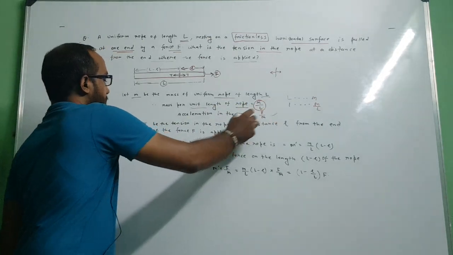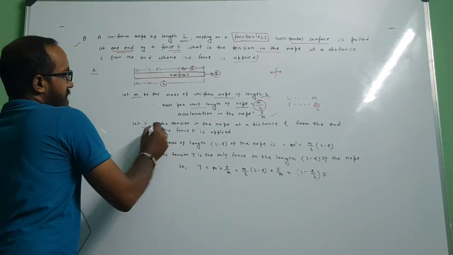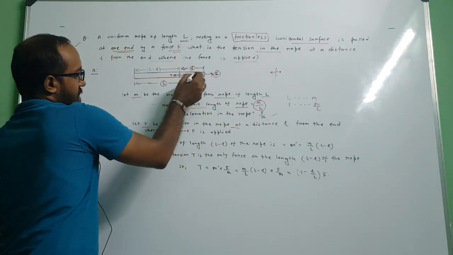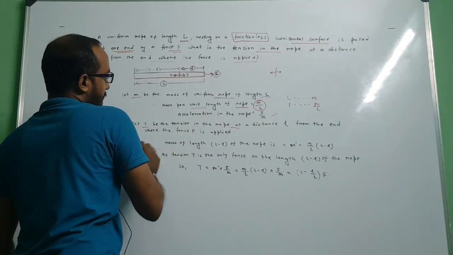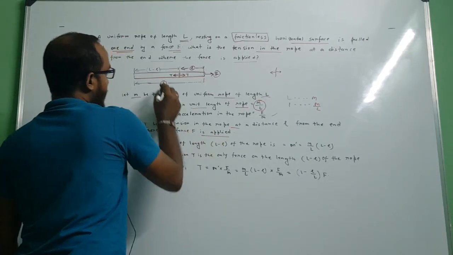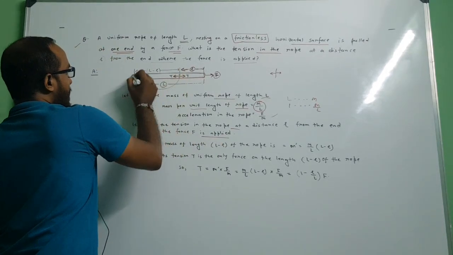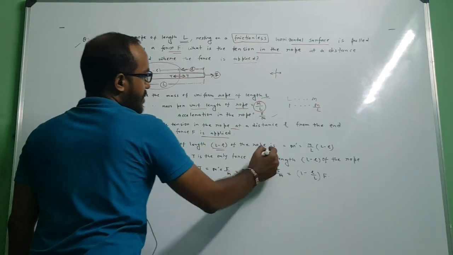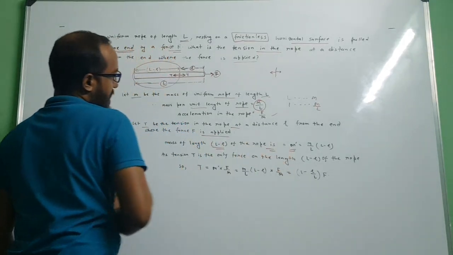The acceleration will be F by M. So that will be the tension in the rope at a distance small l, as discussed already, T, from the end where the force F is applied. What would be the mass of the remaining portion, that is L minus l of the rope? Let us say M prime.